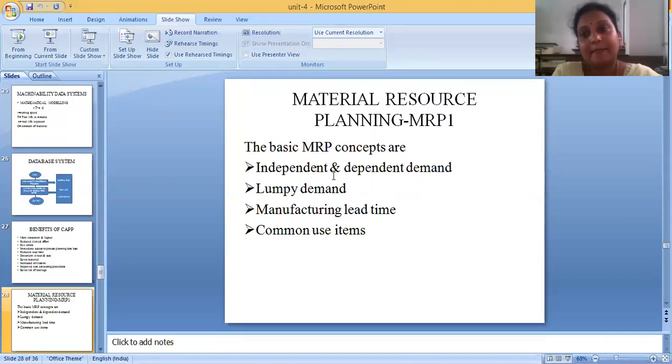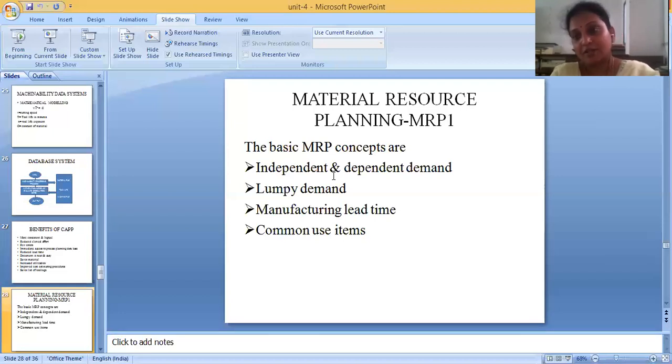Next one is lumpy demand. Lumpy demand is where you have huge demand for that product. It means the requirement of this product is more in the market. Next one is manufacturing lead time. Manufacturing lead time includes both productive and non-productive work. So what is productive work? Productive work is where you do your machining, where you check it, you go for inspection for quality control. Wherever you use resources very productively, that is called productive output.